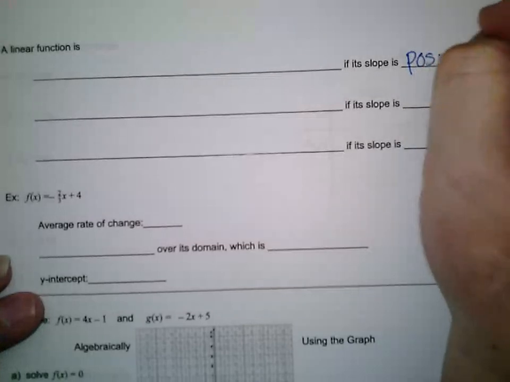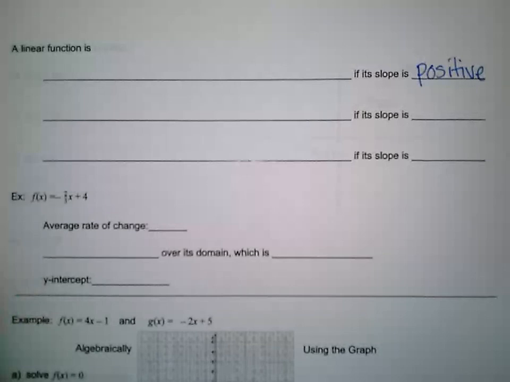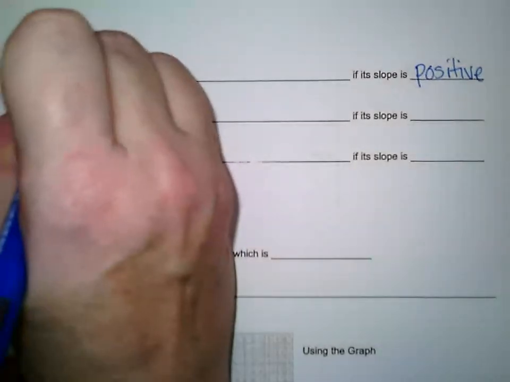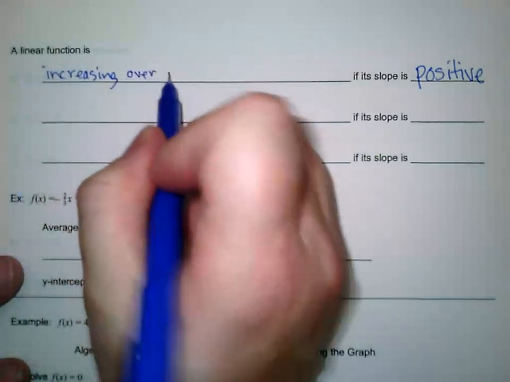Okay, if the slope is positive, then a linear function is increasing over its entire domain.